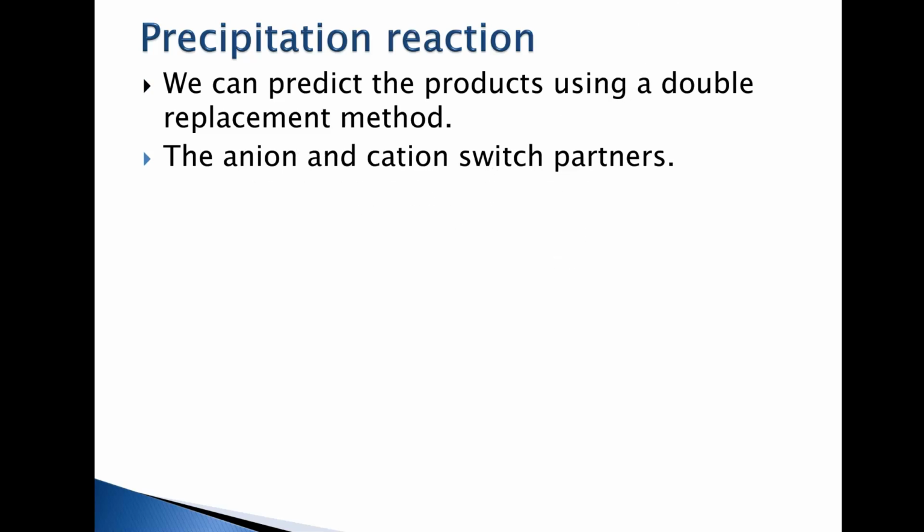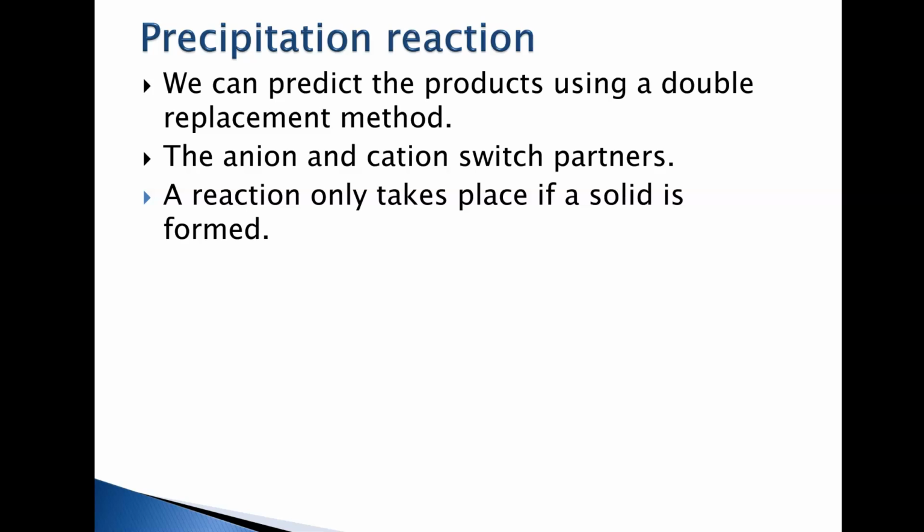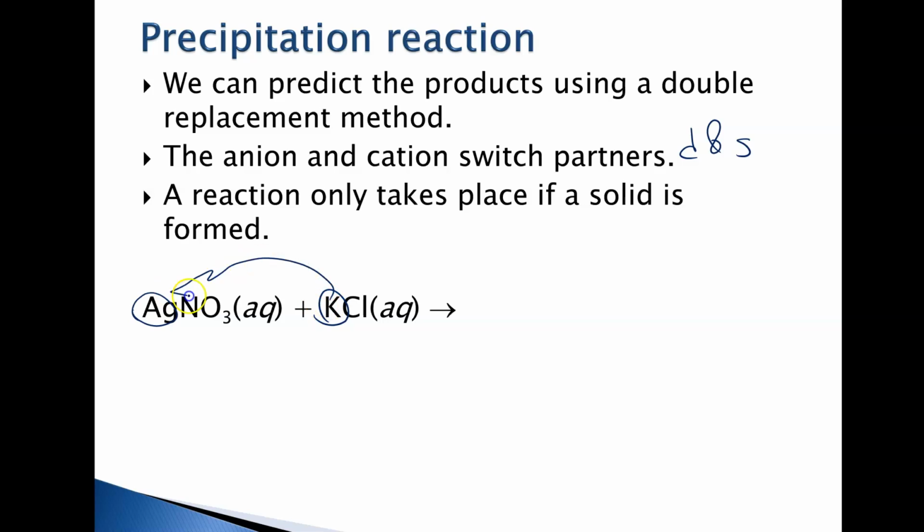It's pretty simple. What happens is the anion and cation trade places, trade partners, and a reaction only takes place if a solid is formed. So for the first one, the Ag and the K are going to trade partners. That means you're going to drop and swap. So the K goes where the Ag was, and the Ag goes where the K was. So I'm going to have K, 1 plus, with NO3, 1 minus. Drop and swap those and get KNO3.